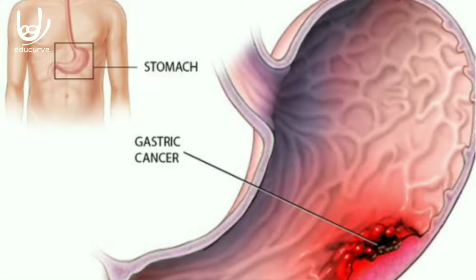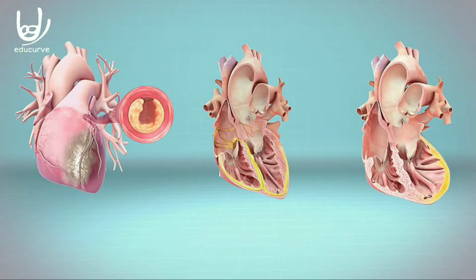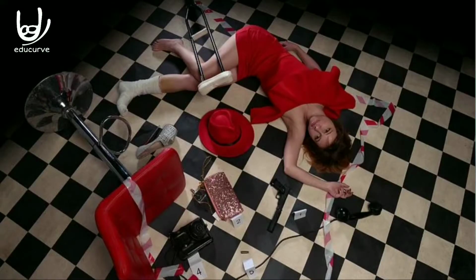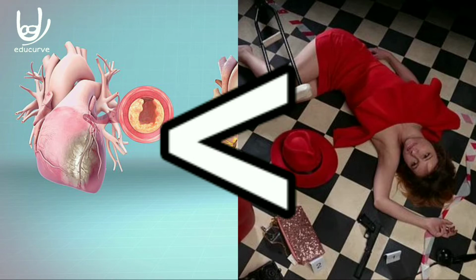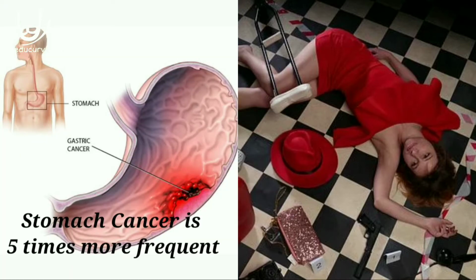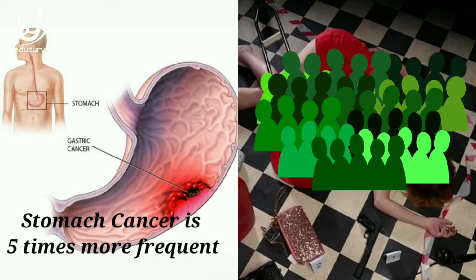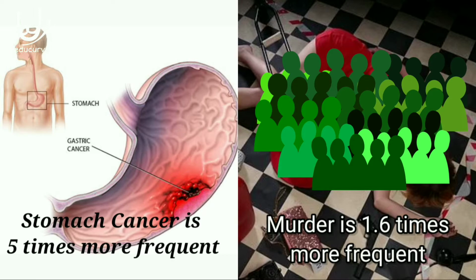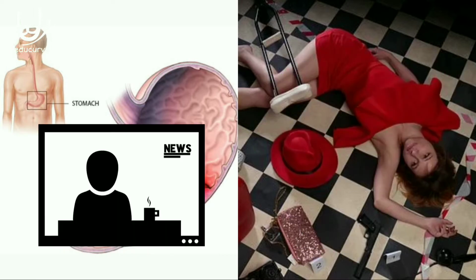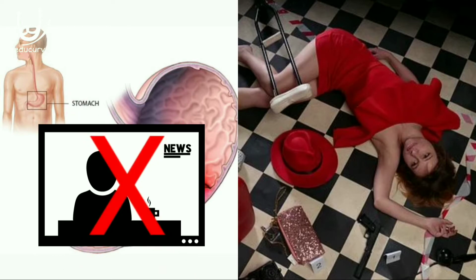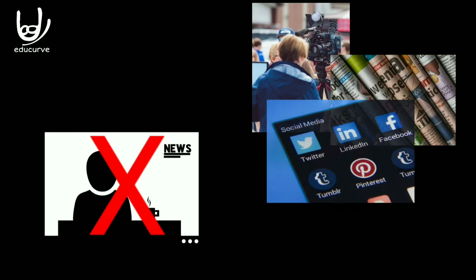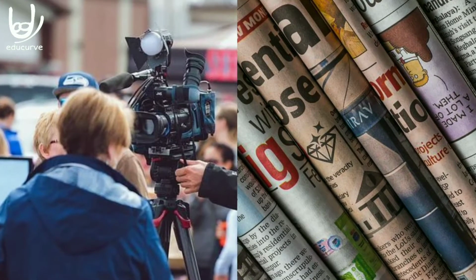In an experiment, some researchers chose 41 causes of death. Some of the causes were natural, such as stomach cancer, heart failure, while the other causes were unnatural, such as murders, accidents, etc. As expected, people estimated unnatural causes to be much more frequent than the natural causes. Although stomach cancer is more than 5 times more frequent than murder, participants estimated that murder is about 1.6 times more frequent than stomach cancer. This is because stomach cancer has zero media coverage while murder has very high media coverage. So essentially, media predicted the frequency of estimates.